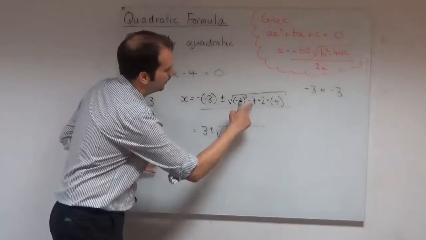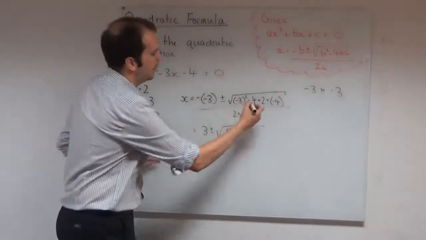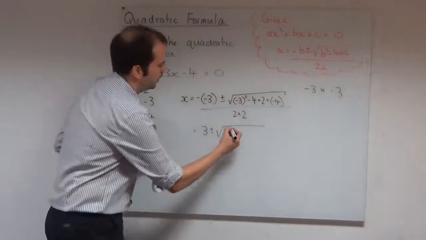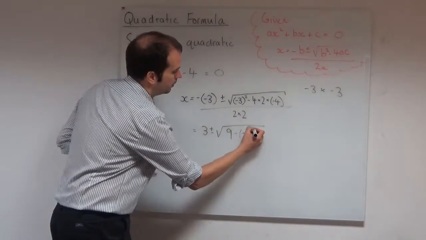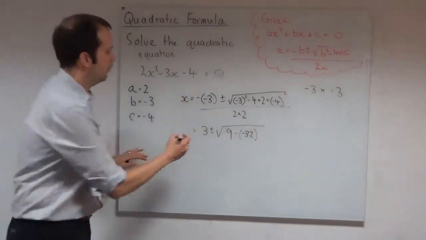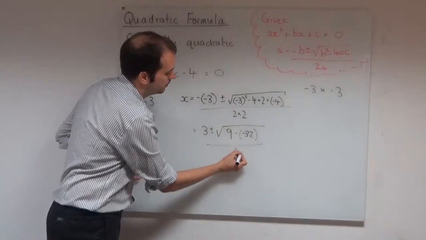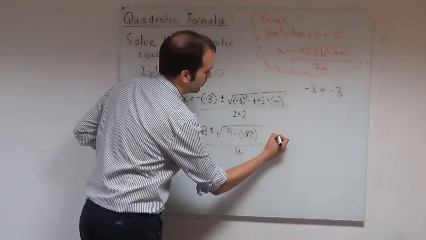And then we have 4 times 2 is 8. And then we have 8 times minus 4, which gives us minus 32. So we're going to have a minus 32, all over 2 times 2, which is 4. And then we've got one more step to tidy up.